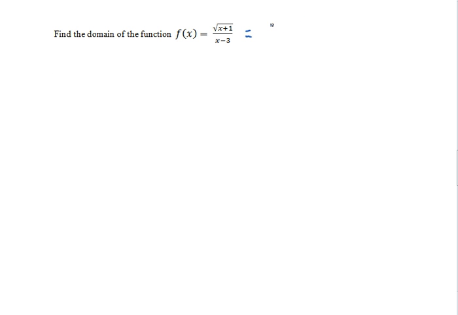We're going to write it as the square root of x plus 1, which we'll designate by g of x, times the reciprocal of x minus 3, which we'll designate by h of x. And so f of x is the product of g of x and h of x.